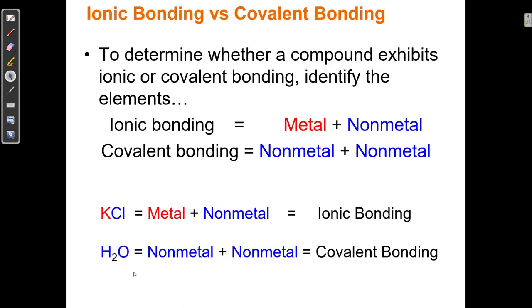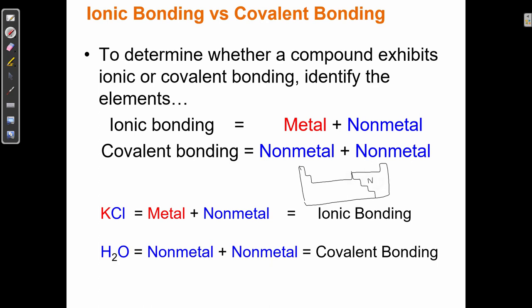So the first thing we're going to look at is whether a bond is ionic or covalent. To determine whether a bond is ionic or covalent, we just have to determine whether it's a metal or a nonmetal. So remember, when you look at the periodic table, the periodic table looks kind of like this, right? And there's a zigzag line right here.